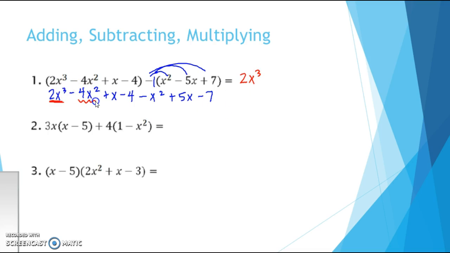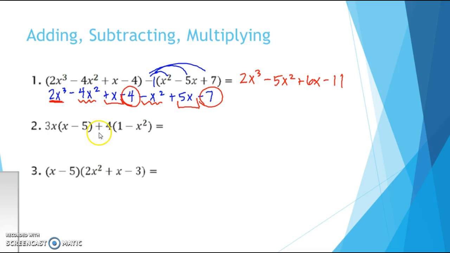Then I'll look at the negative 4x squared, and I have a negative x squared. So negative 4 and negative 1 is going to give me a negative 5x squared. Then we've got the x's. So I've got an x and a 5x, which is going to give me a positive 6x. And then I've got my constants, negative 4 and negative 7, which is going to give me negative 11.